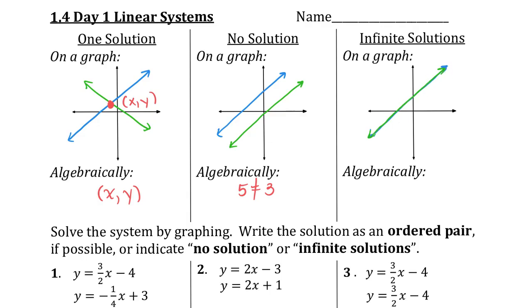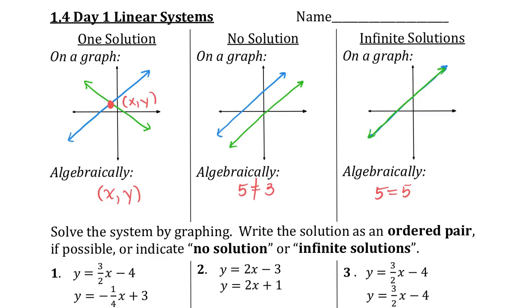Algebraically, if you're solving an equation that has infinite solutions, you end up with some kind of true statement that means every point on the line makes the system true. So instead of 5 doesn't equal 3, we might get like 5 equals 5, which is always true, which means there's actually infinite solutions, and this system is always true for every point on the line.